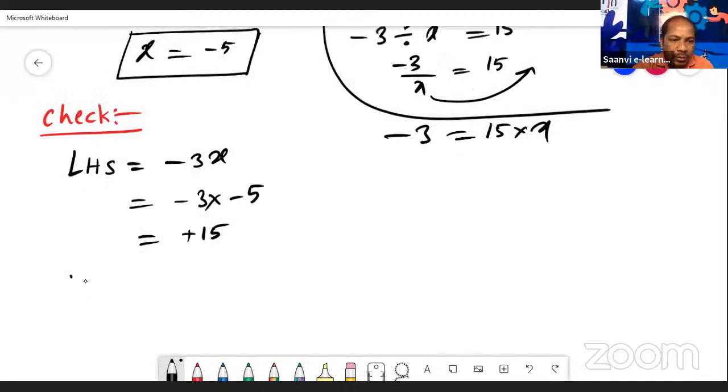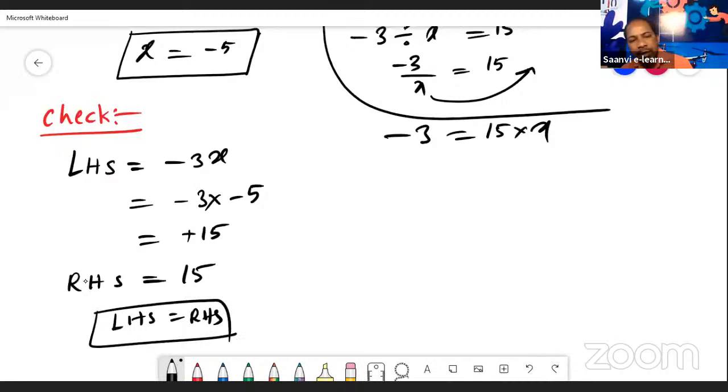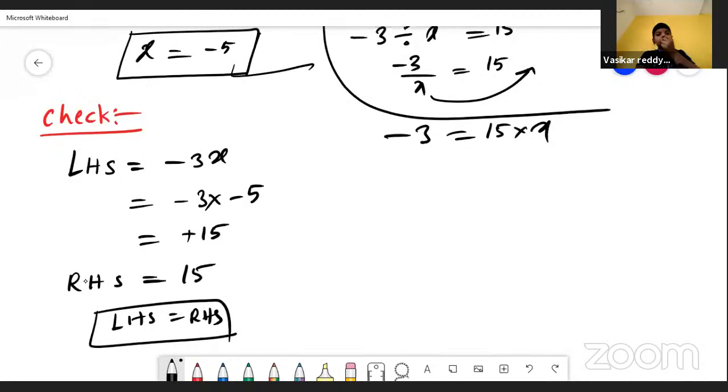Now take RHS. The RHS value is also 15. LHS value is 15, RHS value is also 15. It means LHS is equal to RHS. Remember that only when LHS is equal to RHS is our solution right. Otherwise, it is wrong.